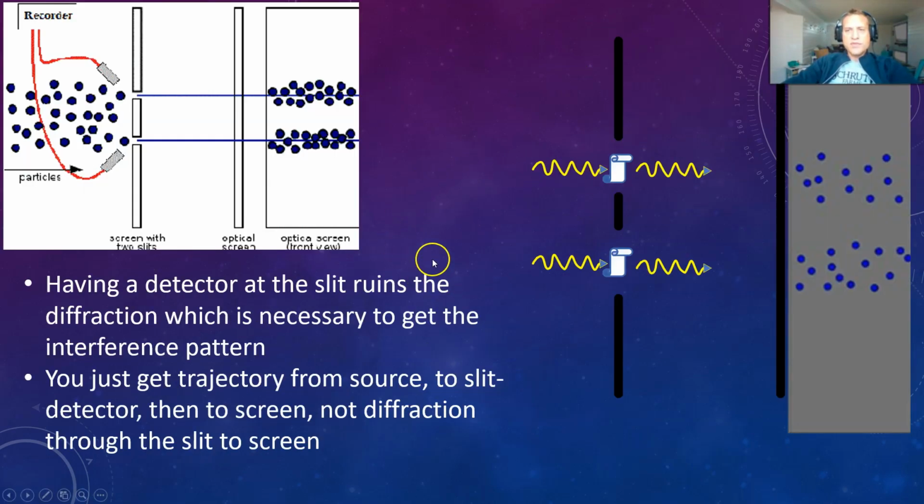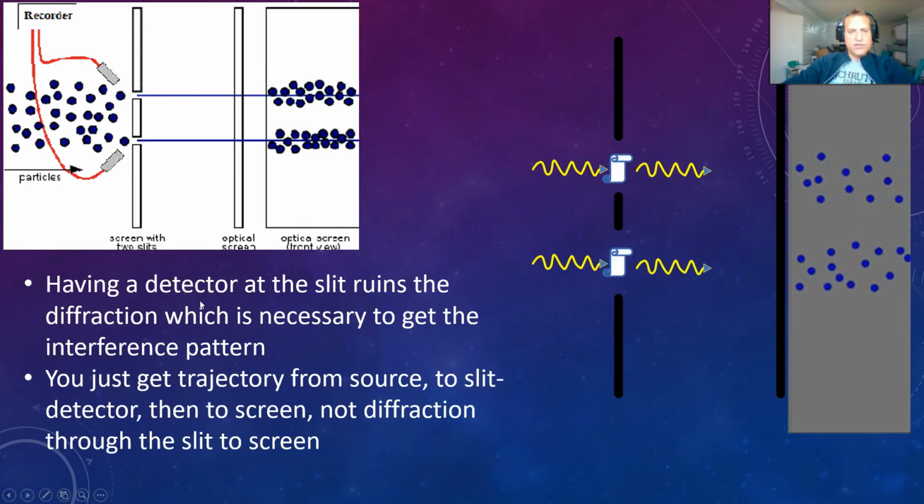So here's a little more close-up view. This one I pulled from the web. These are little detectors at either slit. And like I said, a detector at the slit means there's an observation happening at the slit, an observation of the electron going through the slit. So having a detector at the slit ruins the diffraction pattern, which would be necessary to get the interference pattern, which would happen in here, because you need the electrons to pass through here, getting to their observer, where this would be the only single observer. So you just get trajectory from source to either slit, then to screen, not diffraction through the slit.